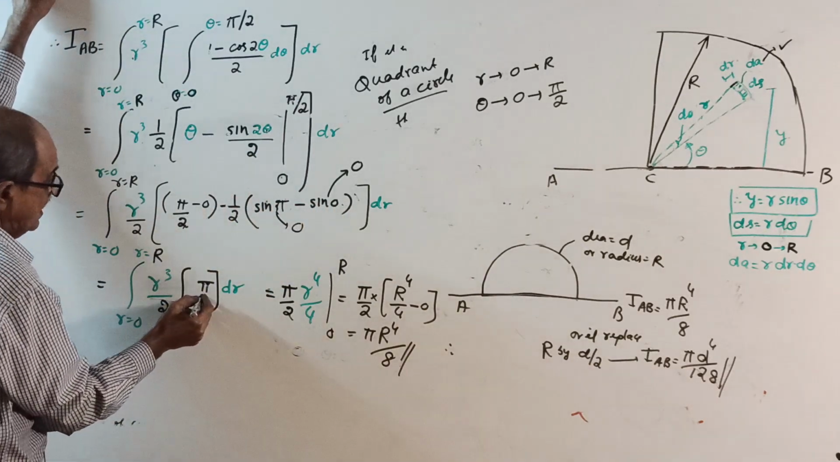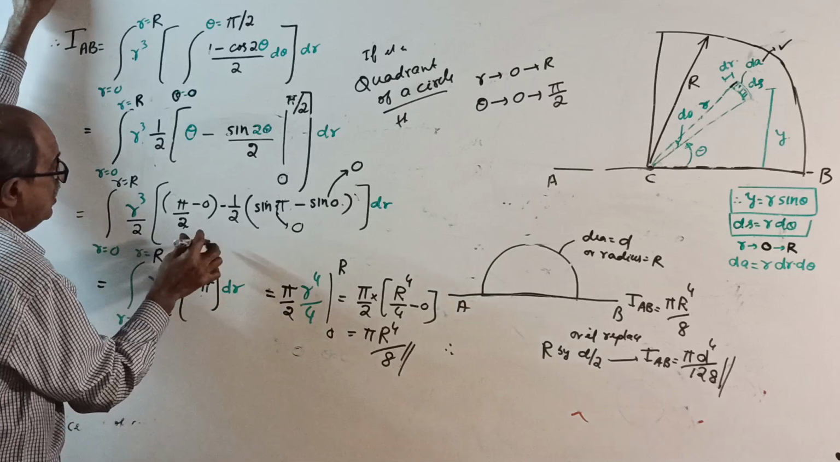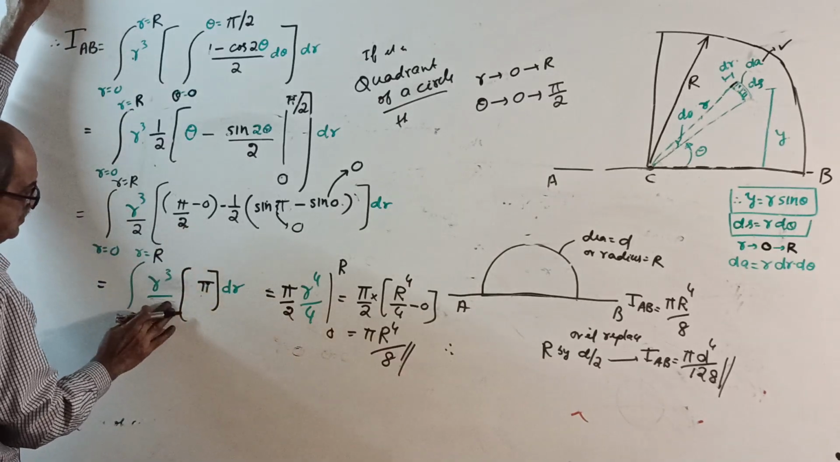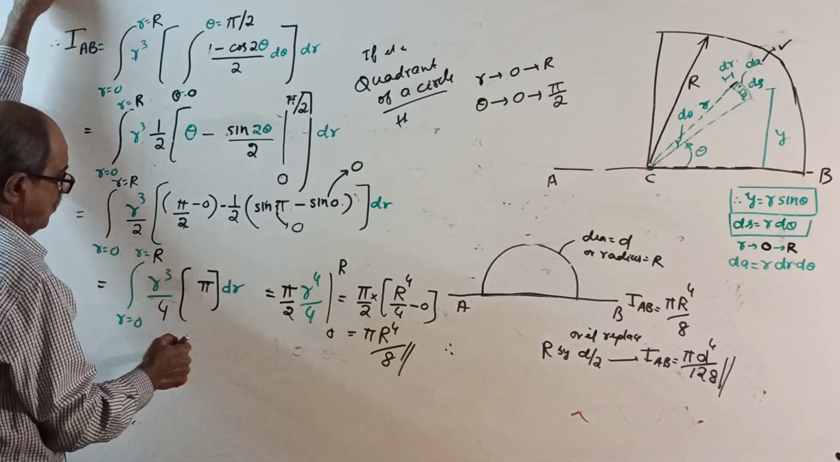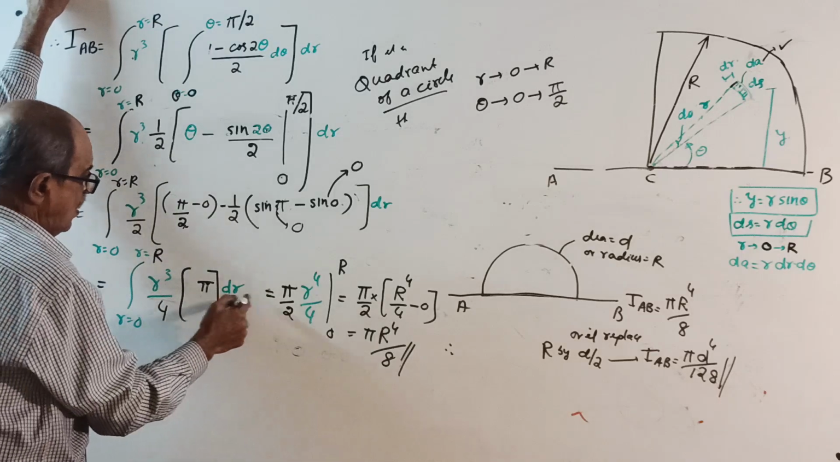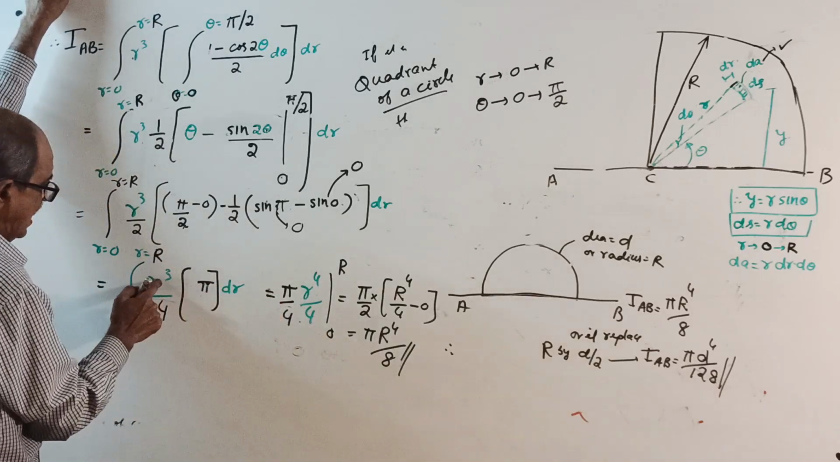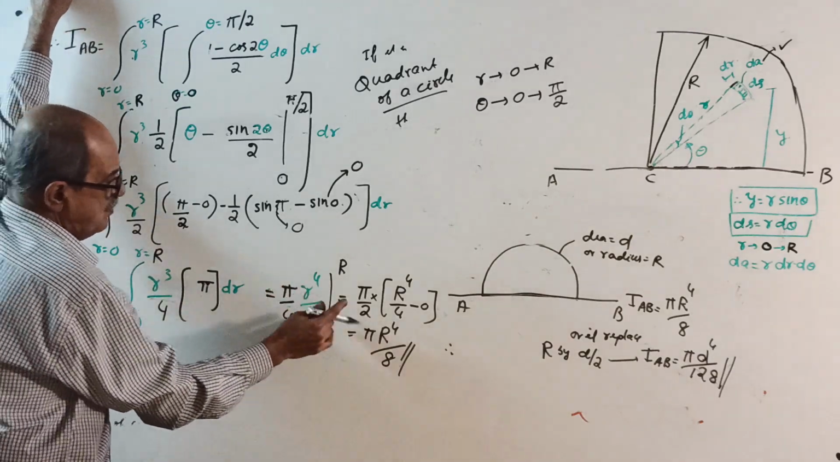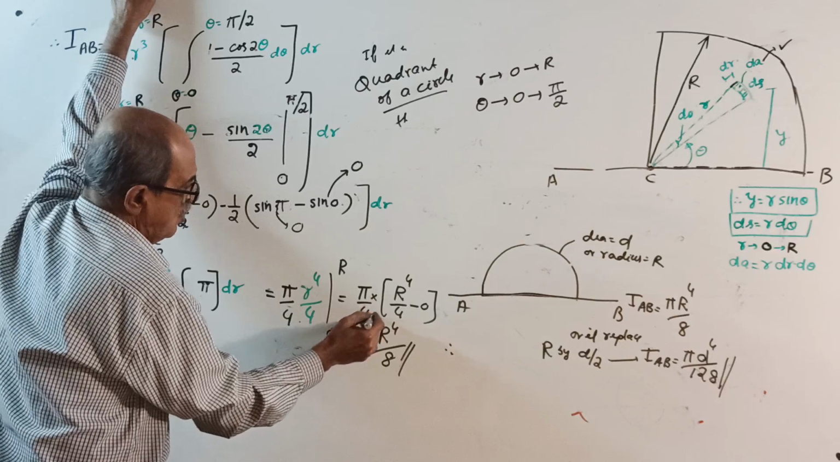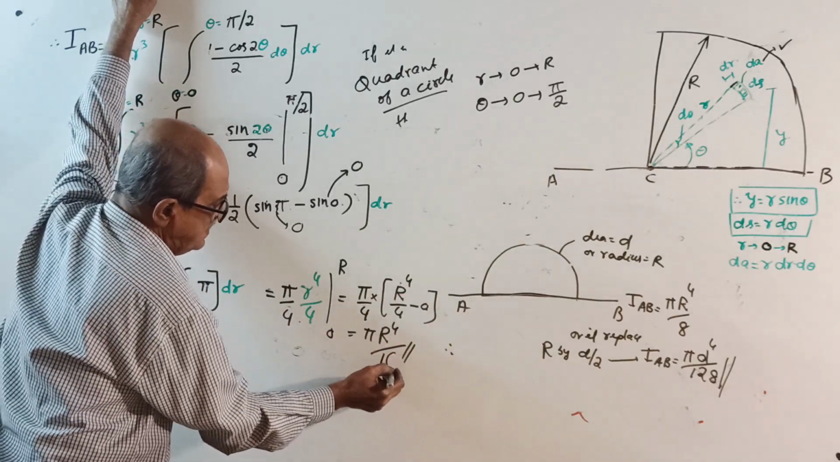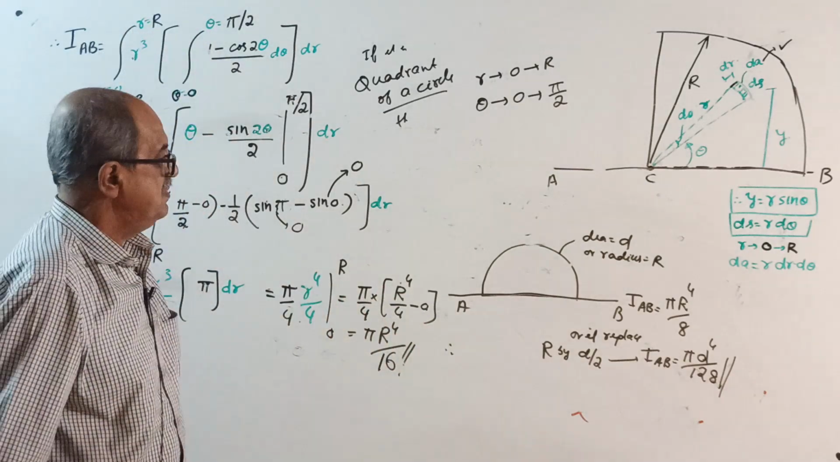So you will get here, instead of pi by 2 now, 2 into 2 is 4. You will get 4 here. 4 pi into dr, or pi by 4 of r cube becomes r power 4 by 4, pi r power 4 by 16 will come. Make a note.